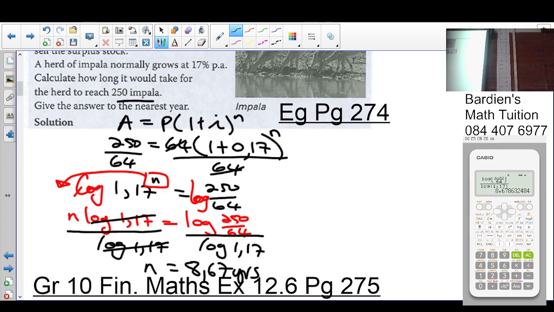Okay, so going back to the question. The question says, give your answer to the nearest year. So if it is at 8 years, you won't have 250 impala yet. It's only after 9 years, therefore n is equal to 9, will he exceed 250 impala.